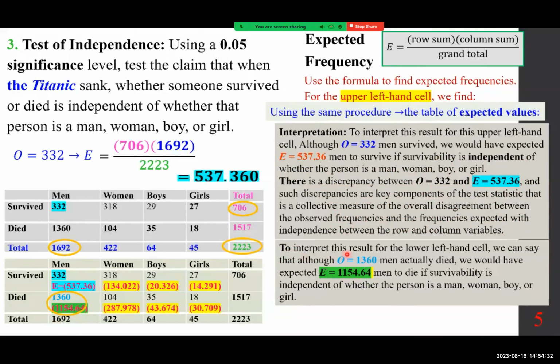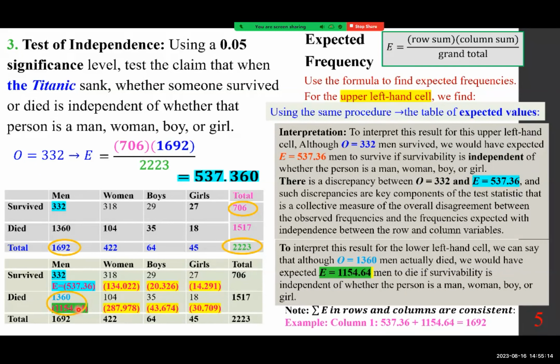To interpret this result for the lower left-hand cell, we can say that although O equals 1,360 men actually died, we would have expected frequency equals 1,154.64 men to die. Survivability is independent of whether the person is a man, woman, boy, or girl. Perfect. So in other words, if they are independent, this is the observed value, but the expected value says this is the case. For this one, this is the observed value, but this is the expectation. For this one, this is the observed value, but this is the expectation.